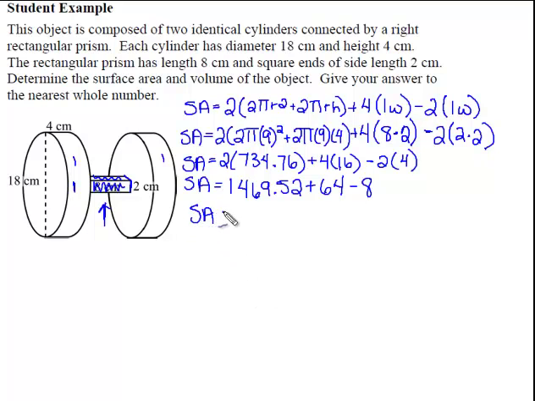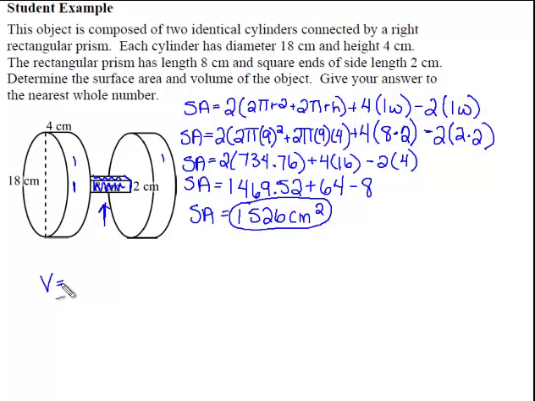If we take in our calculators 1,469.52 plus 64 minus 8, you will get an answer rounded to the nearest whole number of 1,526 centimeters squared, because we're talking surface area. So remember, when you're calculating the surface area of composite figures, you need to calculate the area of each face. Now, if those composite figures are attached to each other, we also have to subtract some areas that aren't exposed.